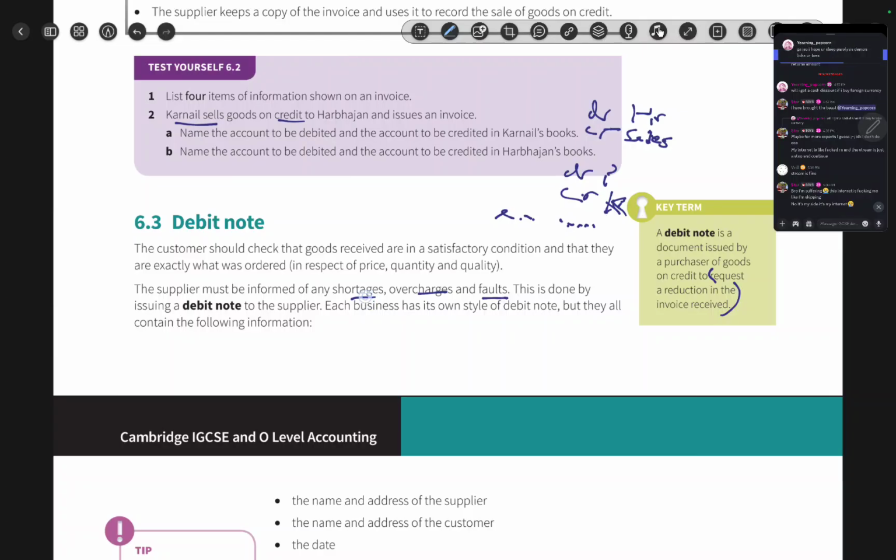And if it's shortages, you request a debit note. You tell the supplier, I didn't receive all of the goods. You have to give some more to me. If it's overcharges, you issue a debit note. You tell the supplier, you charged a lot of money, just take this back. And if it's undercharged, it's going to be a credit note, it's going to be an invoice, because you have to pay the money. This is done by issuing a debit note to the supplier.